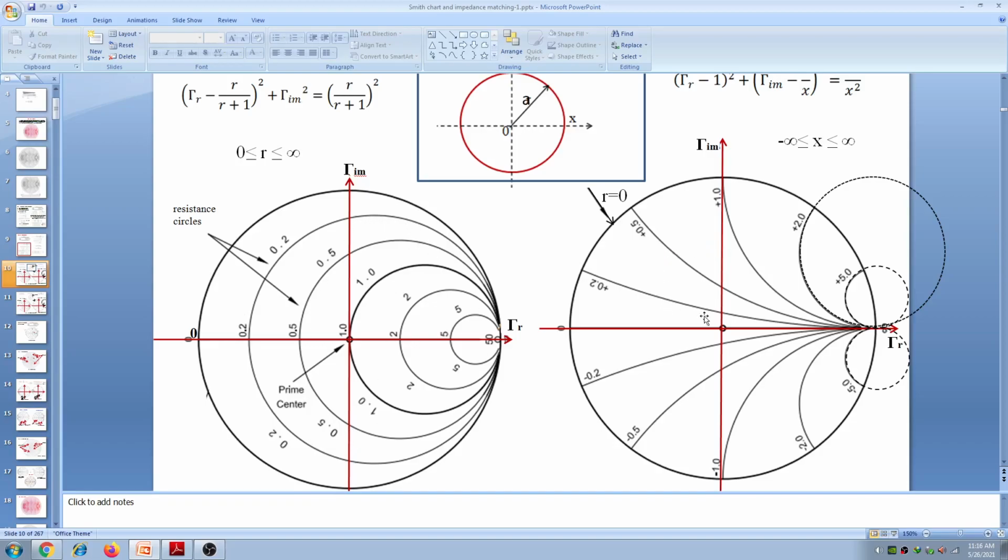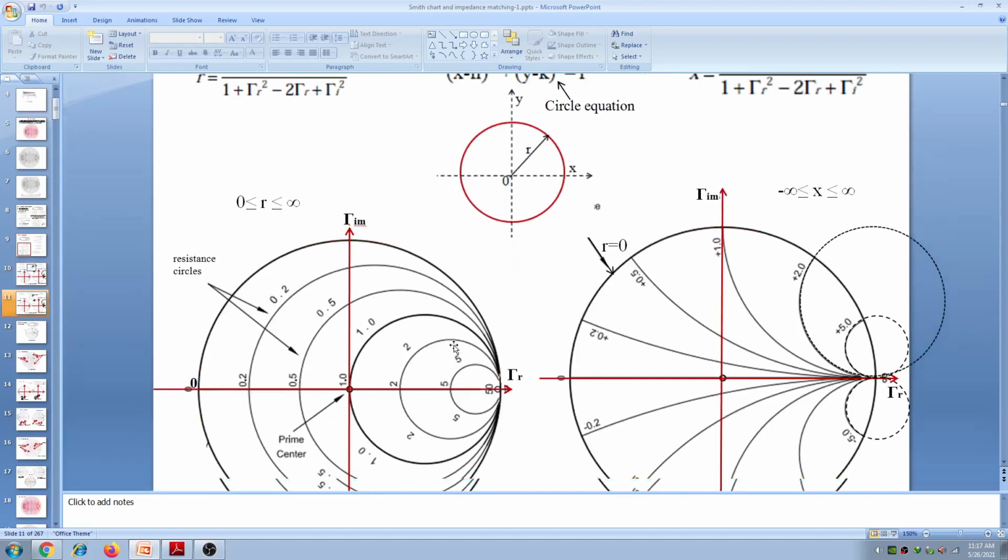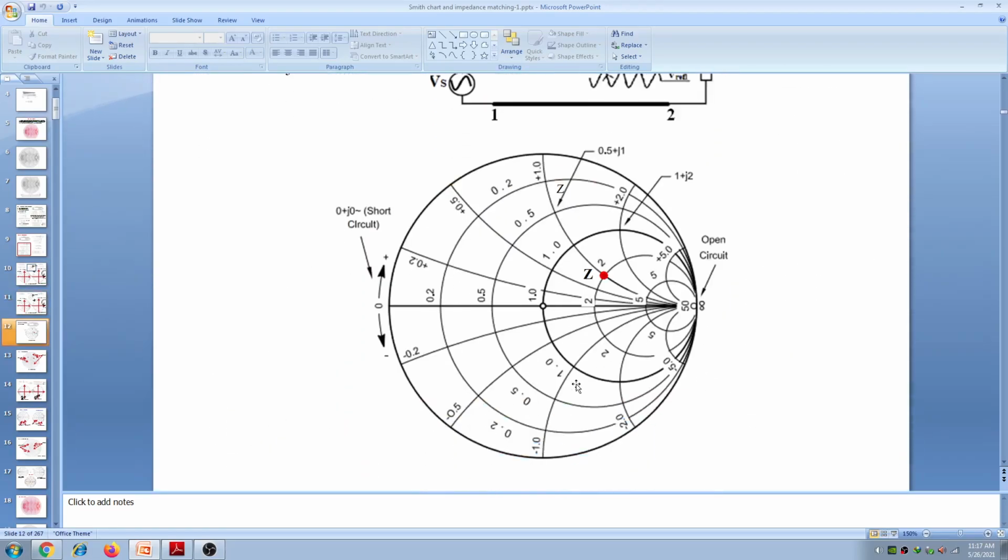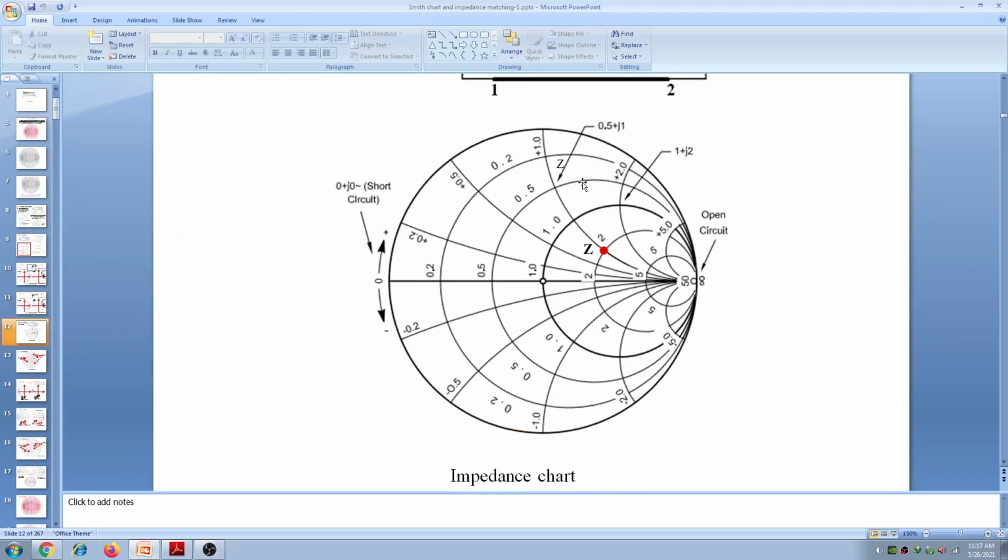Similarly, on the Smith chart, for every value of x there is a circle like this. Now if you overlap these two, the resistance circles and reactance circles, it looks like this. These are the resistance circles, and this is the reactance circle. So the overlapping of resistance circles and reactance circles looks like this.